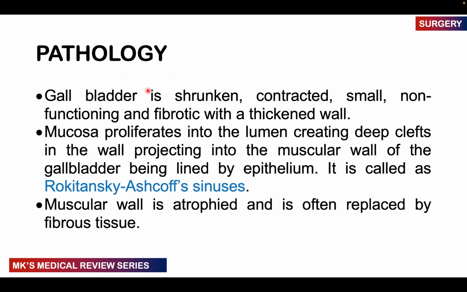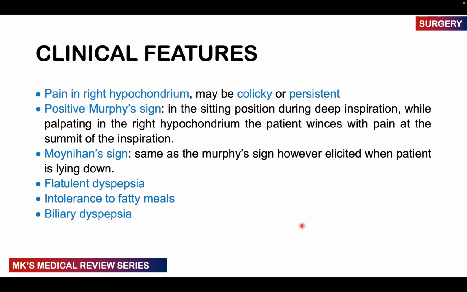In the pathology of chronic cholecystitis, remember the gallbladder is going to be shrunken, contracted, small, and non-functional, and there may be a fibrotic thickened wall. You may also have mucosal proliferation into the lumen, creating deep clefts into the wall, projecting into the muscular wall of the gallbladder and being lined by epithelium. You call these Rokitansky-Aschoff sinuses. Then you may also get a muscular wall that is atrophied and often replaced by fibrous tissue.